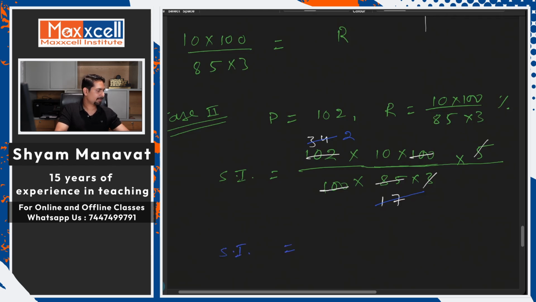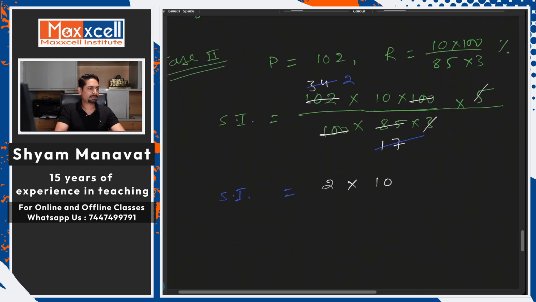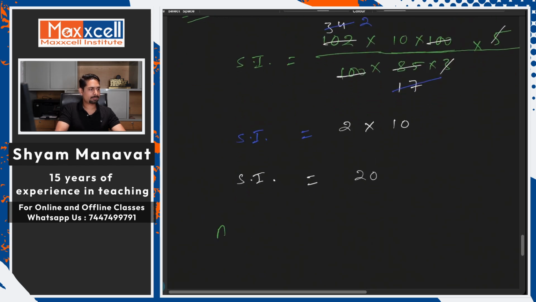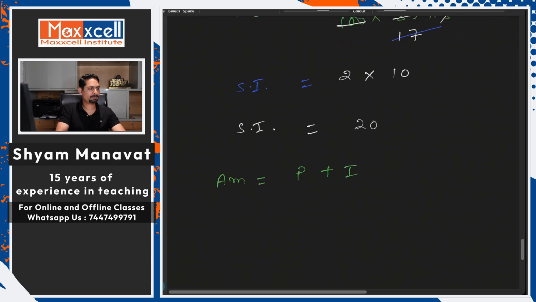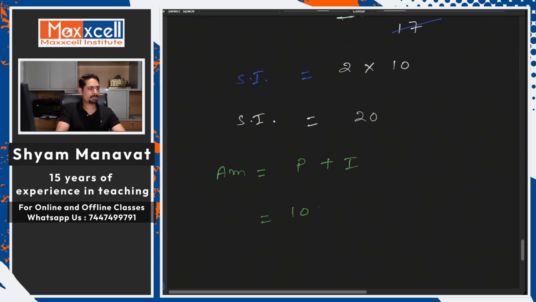Okay, let's simplify this. So here we got 2 with 10 here, so simple interest is 20. Okay, now question said find the amount. So what will be the amount? Amount is principal plus interest. What was the principal in this case? 102. What is the interest here? 20. What will it give you? 122. That is the amount.